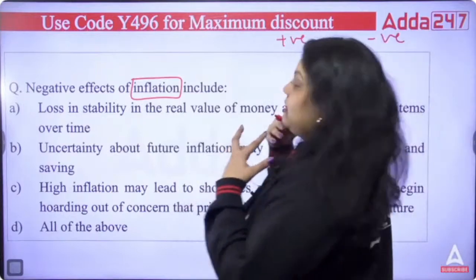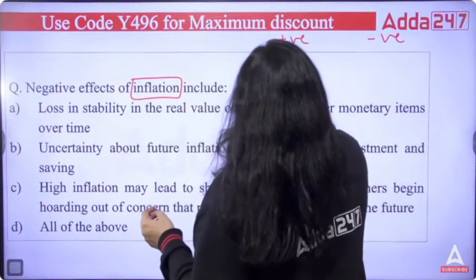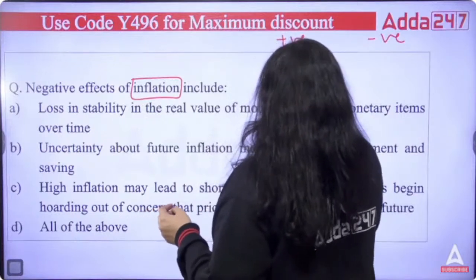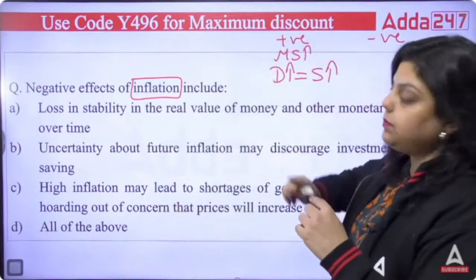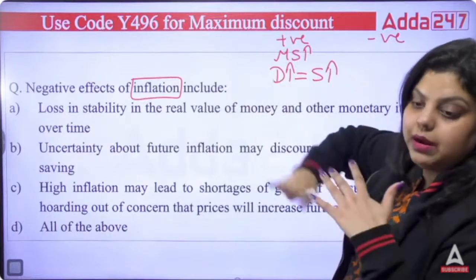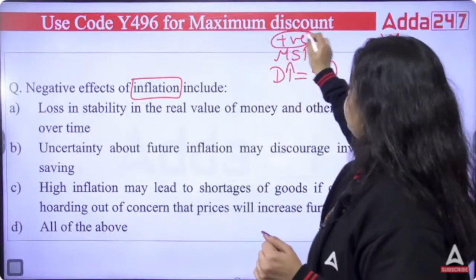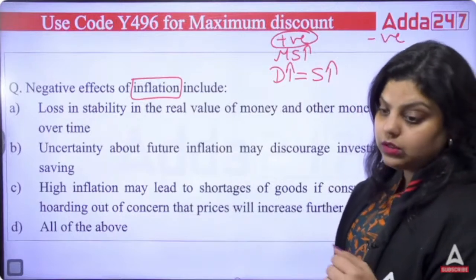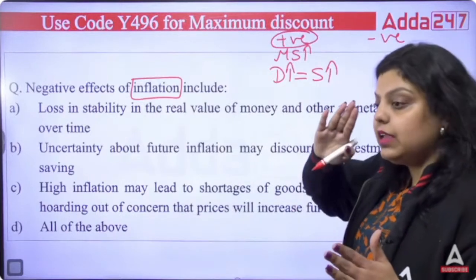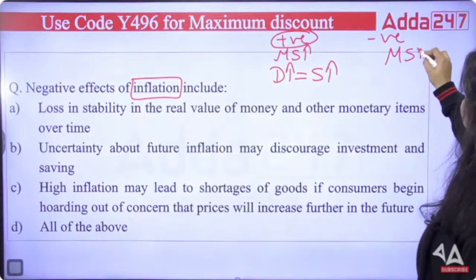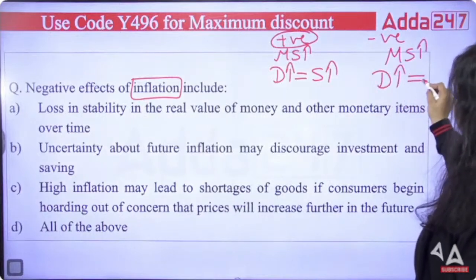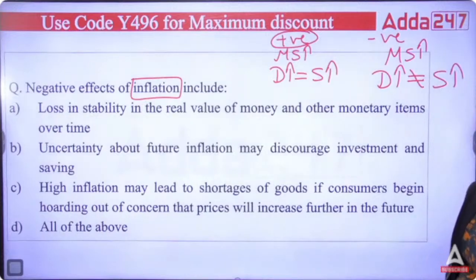When inflation gives us a positive impact: when the money supply is increasing, the demand is increasing, and with the demand, supply is equally increased. You are increasing supply in line with the demand. This is the positive effect on the economy. Then we have a negative impact when the money supply is increasing and your demand is increasing, but you are not able to increase equivalent supply. So that will give the negative effect on the economy.